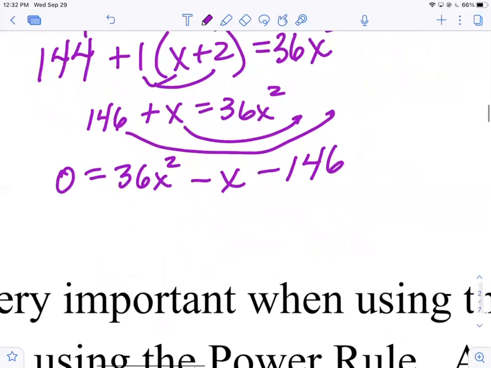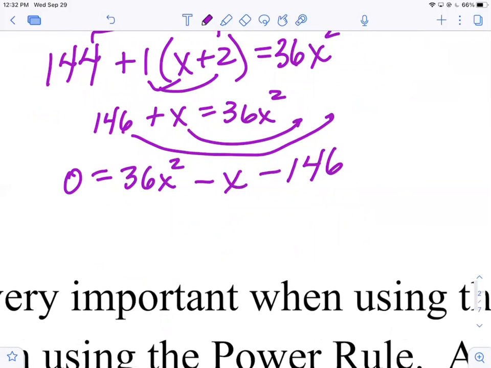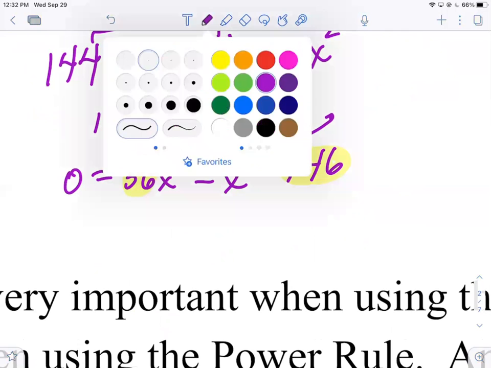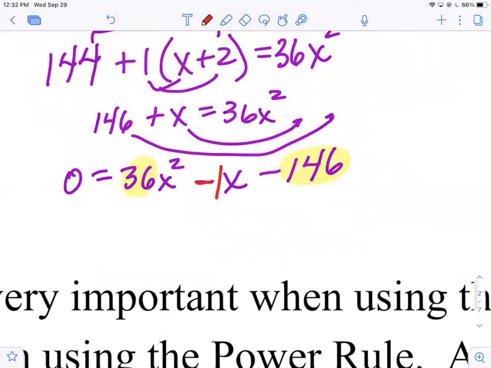Okay, now the fun part. I'm looking for combinations of factors of 36 and 146 that add up, without a calculator, to -1. Criminy. There's going to be a whole mess load of possibilities, aren't there? Like, what are the factors of 36? Well, there's probably only one, right? 1 and 36, or 36 and 1, 2 and 18, 3 and 12. Holy mo, 4 and 9. Oh my goodness.